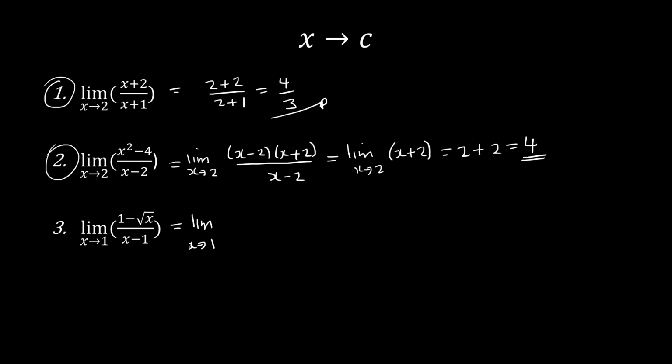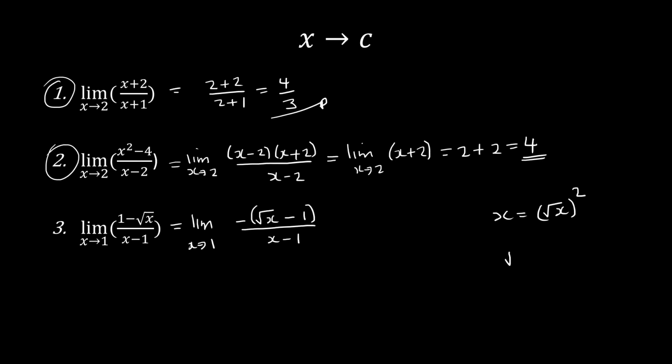This is what we are going to do. At the top, if I decide, this is the easy way for me. If I decide to take out a negative, I'll be left with square root of x minus 1 at the top. I hope we still remember that x is the same as square root of x squared.